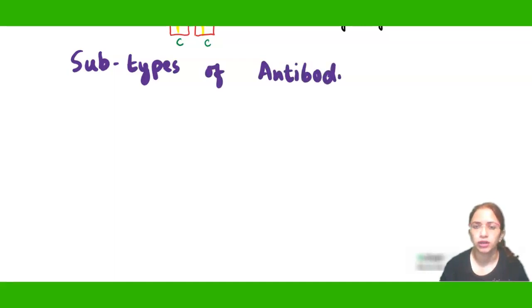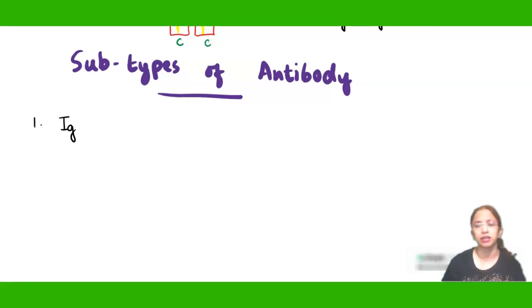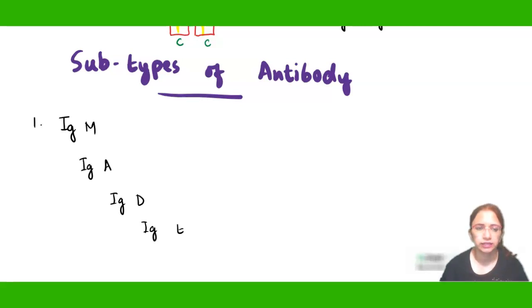Now all the antibodies will exhibit the basic structure that we have just done. Antibodies, as I said, are abbreviated as Ig. I means immuno and G refers to globulin. Okay, so it could be IgM, IgA, IgD, IgE and IgG.